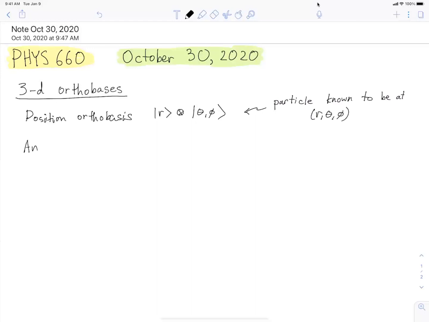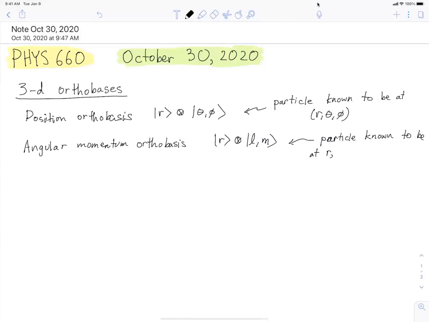And then we have the angular momentum orthobasis, which we write like this. So it's the same ket r, but now crossed into a ket Lm. So here the particle is known to be at a fixed radius r, but it has total angular momentum squared, which is h bar squared times L(L plus 1), and z component of angular momentum, h bar times m.